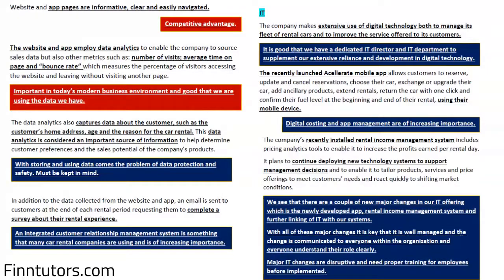We now move our focus to the IT function. Now, the company makes extensive use of digital technology both to manage its fleet of rental cars and to improve the service offered to customers. It is good that we have a dedicated IT director and IT department to supplement our extensive reliance and development in digital technology. Somebody is always looking after it, somebody is making the key decisions.